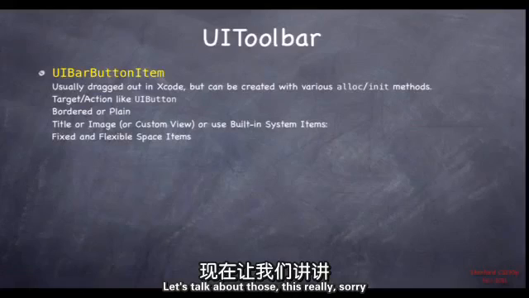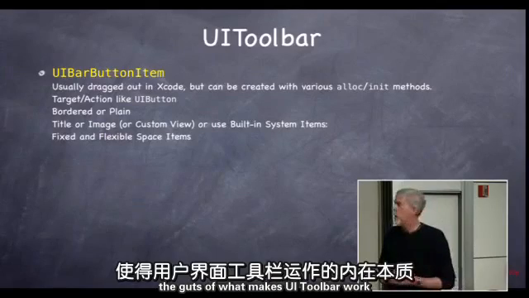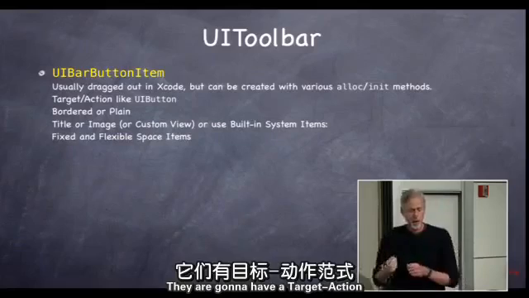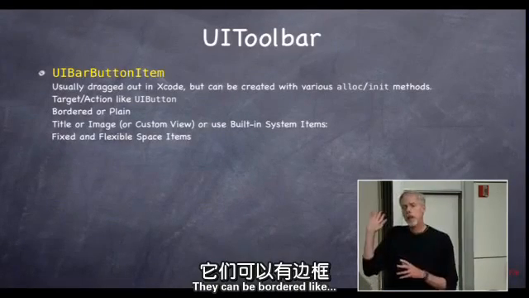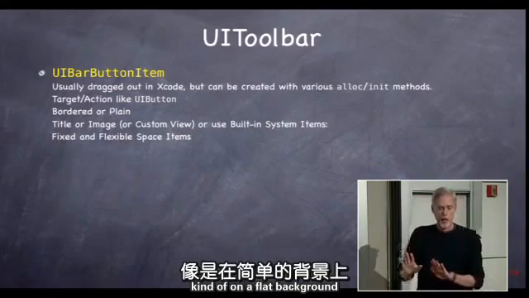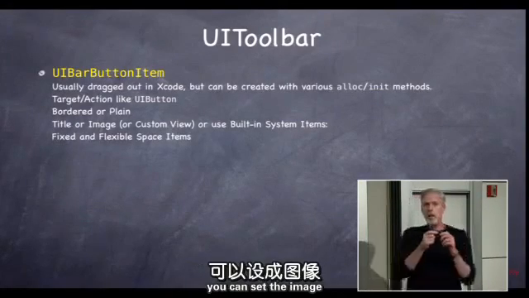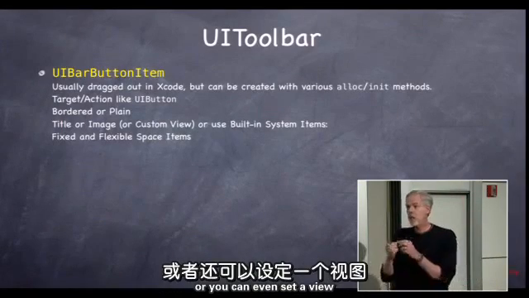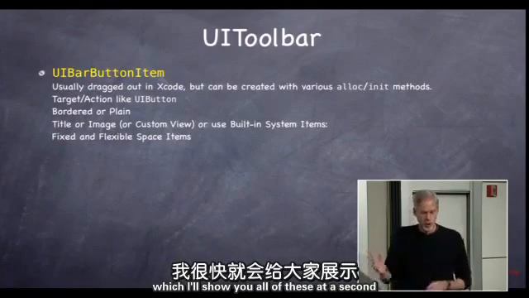All right, UI bar button items. Let's talk about those, because this is really the guts of what makes the UI toolbar work. They have target action, okay? Just like a button, they're going to have a target action. That's how, when they're clicked, you find out about it. They can be bordered, or they can just be plain, kind of flat on a flat background. You can set the title of them to a text. You can set an image, some icon that you design or whatever. Or you can even set a view, your own little custom view in there. And there's a lot of built-in system ones, which I'm going to show you all of those in a second.